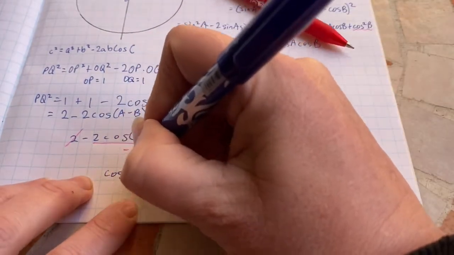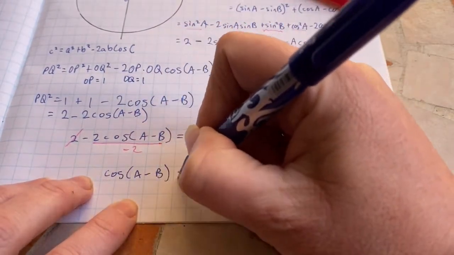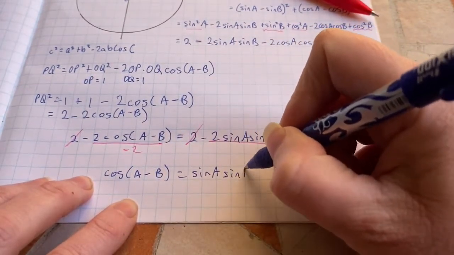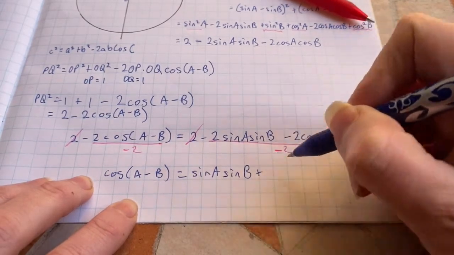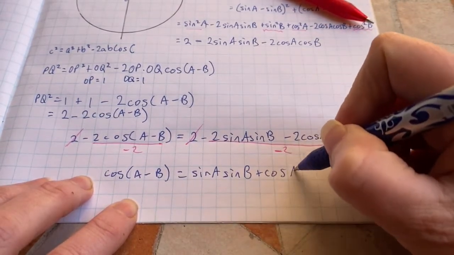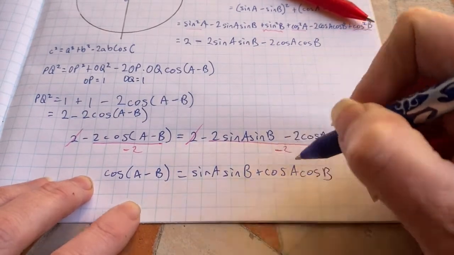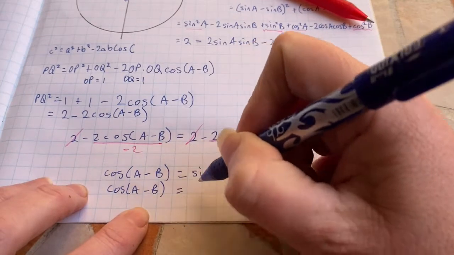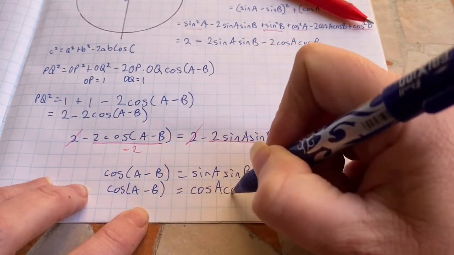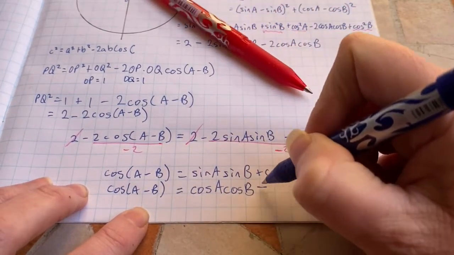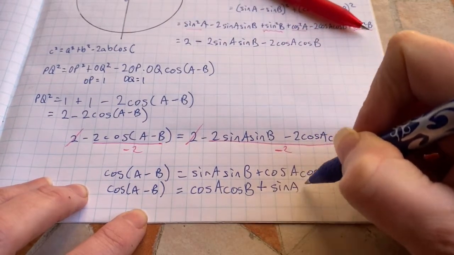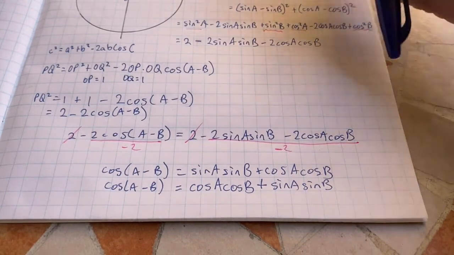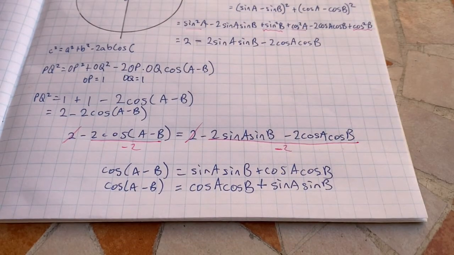So what I get is that cos(A minus B) is equal to sine A sine B plus now cos A cos B. Because it's plus, I can actually turn that round just like they have on the reference sheet. So put the cos's first, so cos A cos B plus sine A sine B. Now we're going to use that rule to prove the other formulas as well.